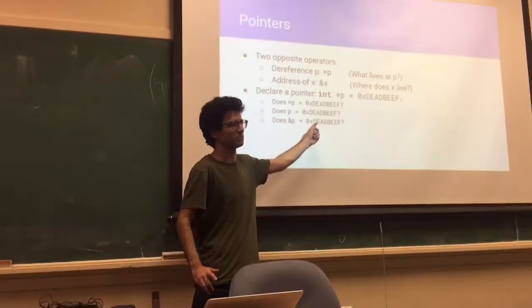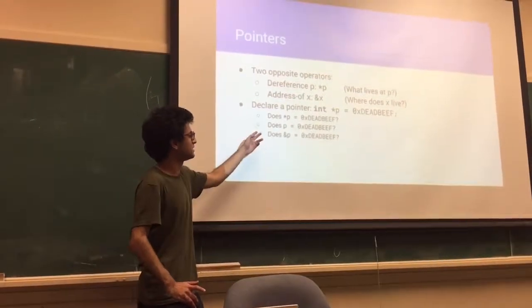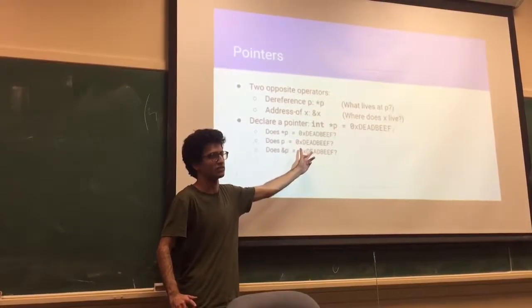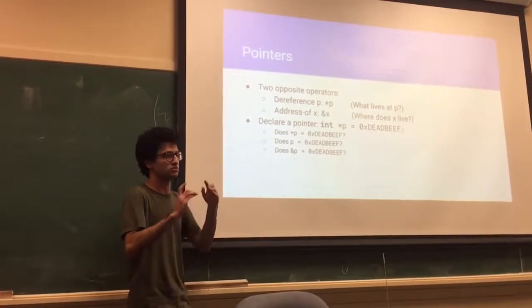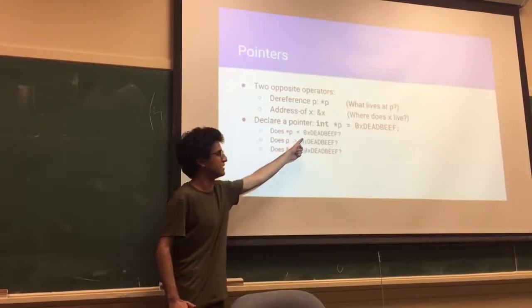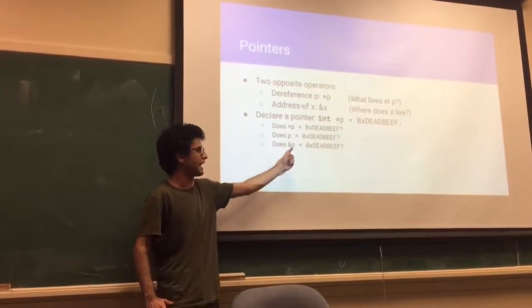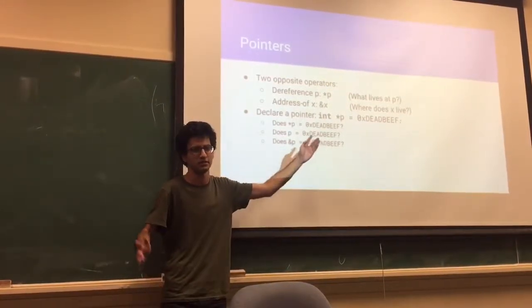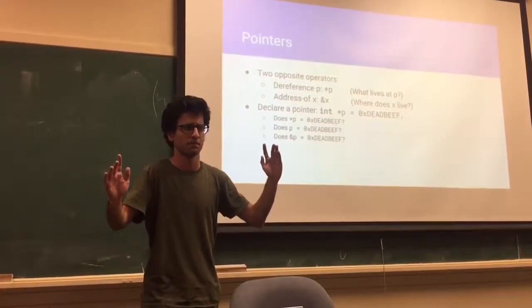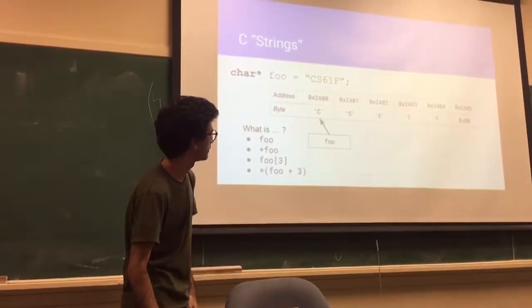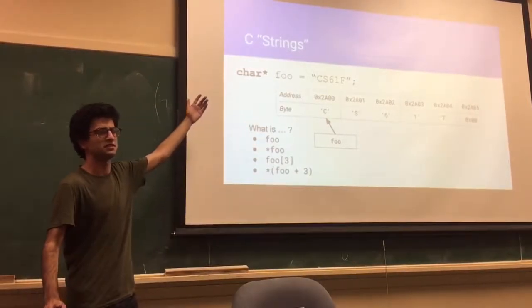So it is p equals 0xdeadbeef, right? The idea here is that p points to that memory address. That doesn't mean that what's at that memory address is 0xdeadbeef, and it doesn't mean that the address of p is that, right? Does that all make sense? Okay, great.